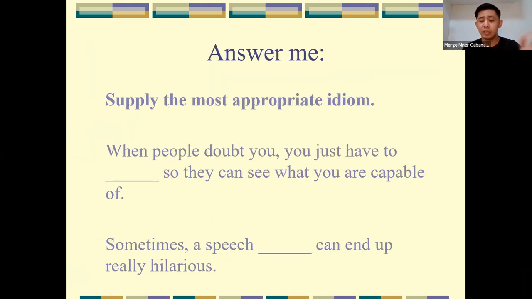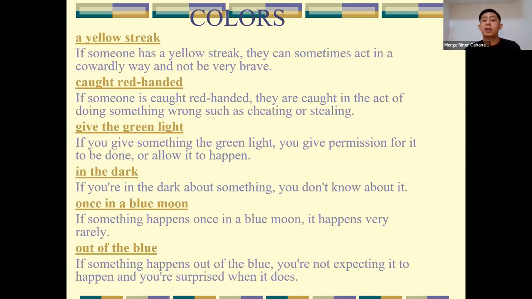Okay? So let's apply the most appropriate idiom when people doubt you. You just have to earn your stripe so that they can see what you're capable of. Sometimes a speech off the cuff or yung hindi pinaghandaan or yung mabilisan can end up really hilarious. All right, colors, yellow straight. They can sometimes act in a cowardly way and not be very brave.